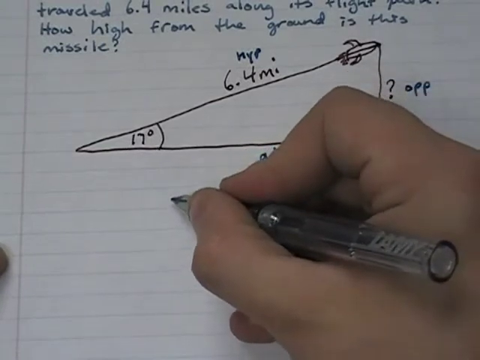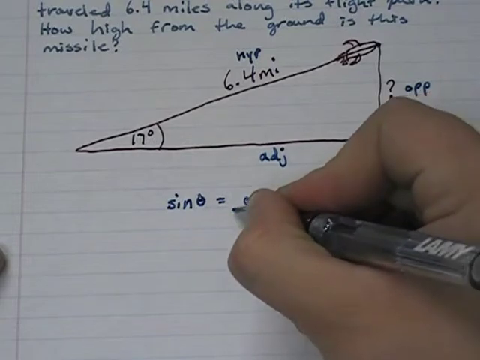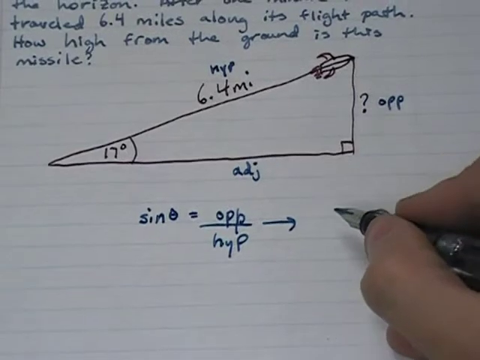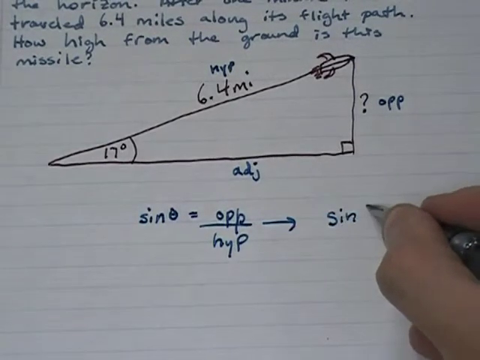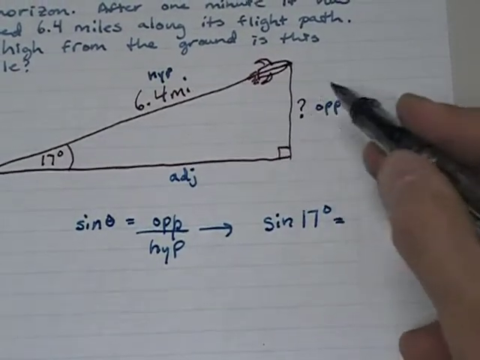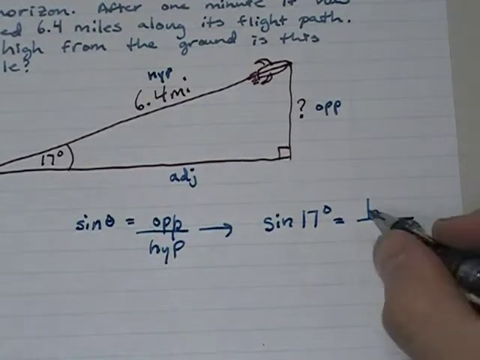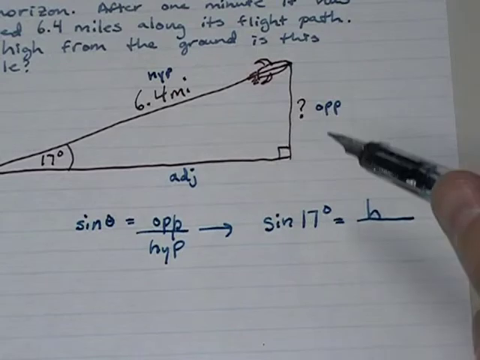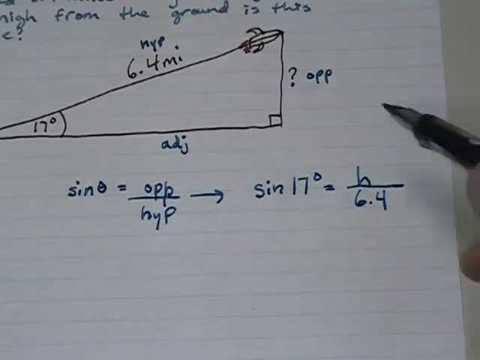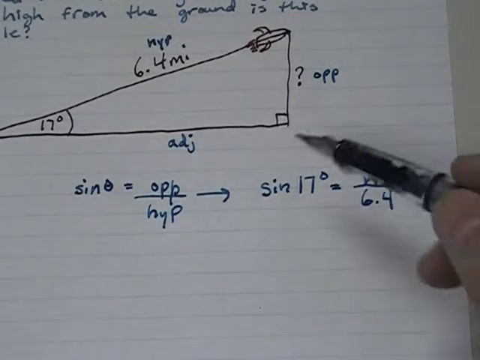So I'm going to write the generic equation, sine of theta equals opposite over hypotenuse. And then I'm going to plug in what I know. And I know theta is 17 degrees. I know the opposite side is my unknown, so call it what you will. I'm going to call it h for the height of the missile. And I know the hypotenuse is 6.4 miles. So I have an equation, sine of 17 equals h over 6.4. And I need to solve for h.